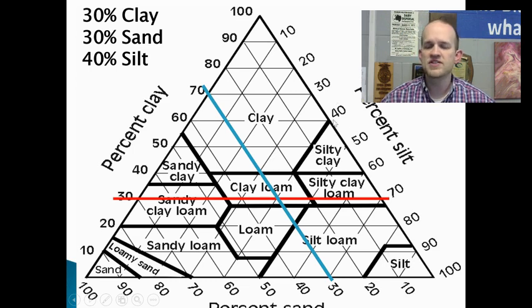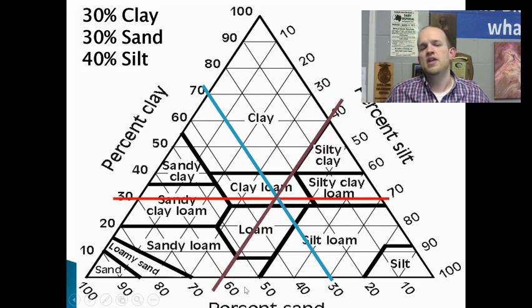Then I have 40% silt. So on this left or right side, I'm going to go to where it says 40, and I'm going to have this line right here, and I'm going to trace that across, okay? And you'll notice when I trace that across, it intersects right here in the middle where it's called clay loam. So what is it? It's a loam. It's a mixture of sand, silt, and clay, but it's pretty heavy on the clay, okay?